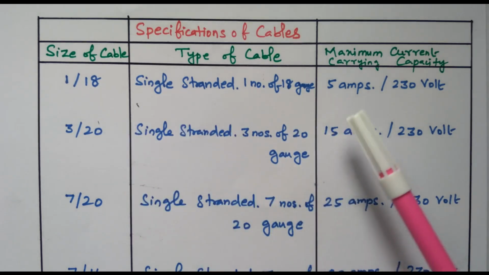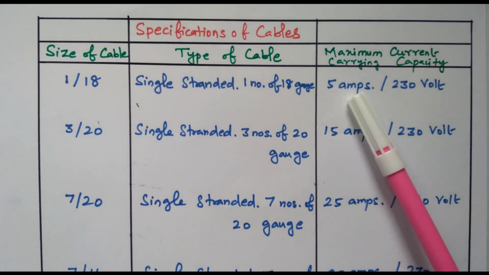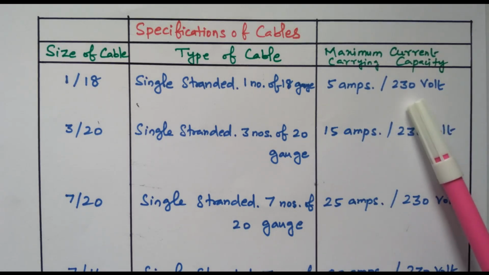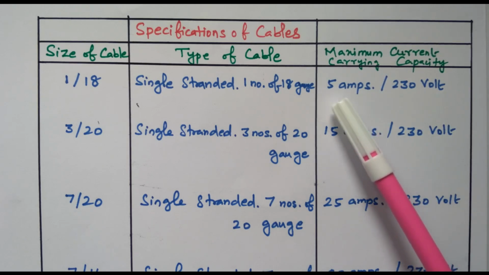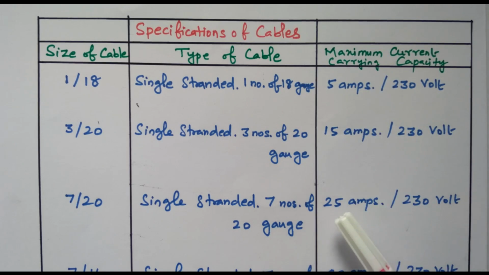So what is the capacity? It will carry up to a maximum of 5 ampere and 230 volts. The voltage is 230 for all the cables. All the types carry 230, only the current will differ. So it will take a maximum current of 5 ampere.